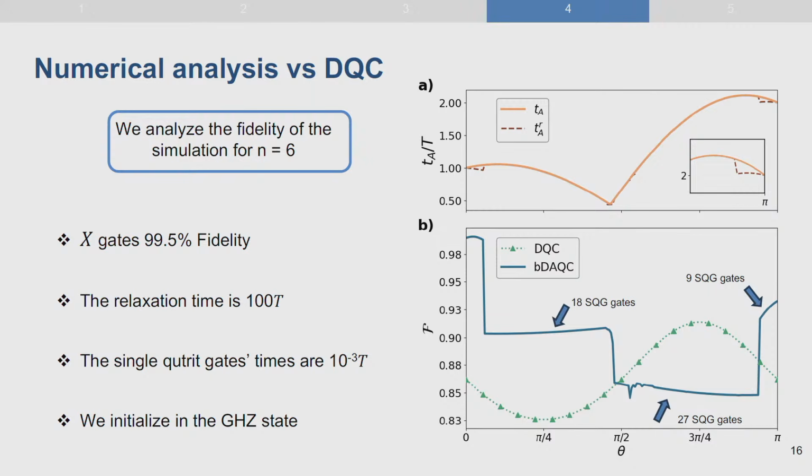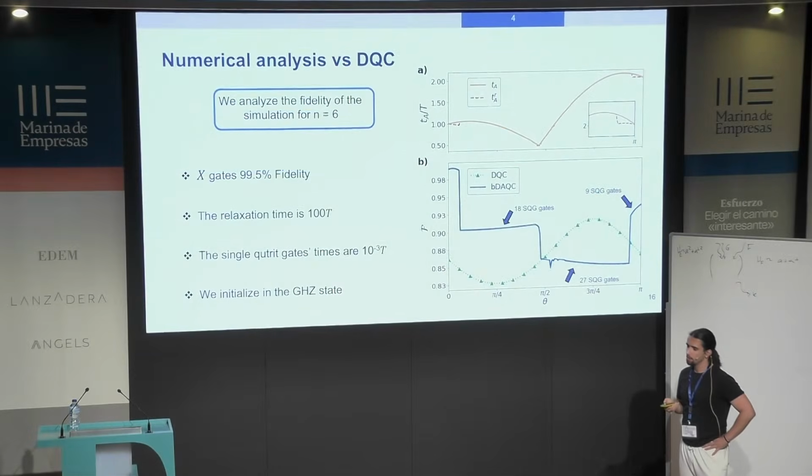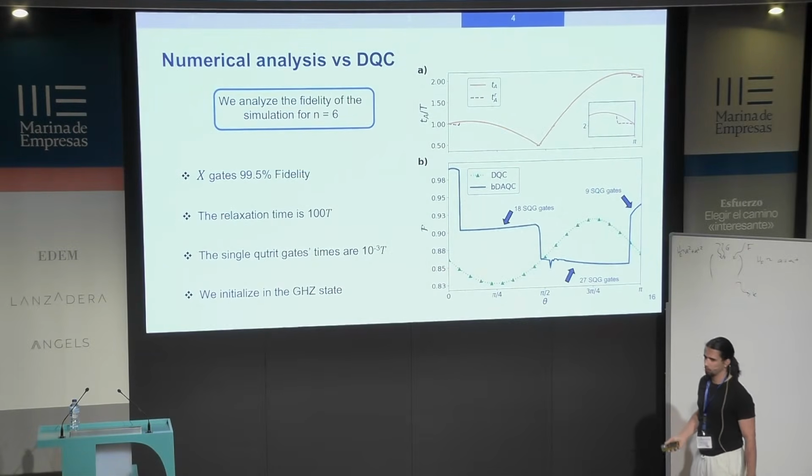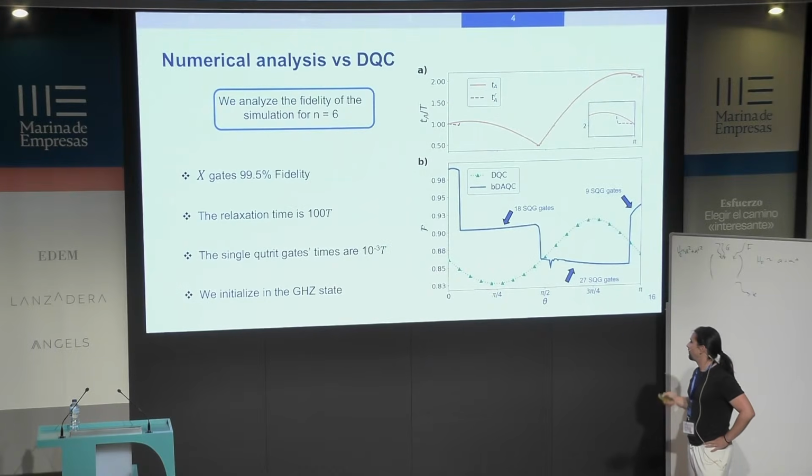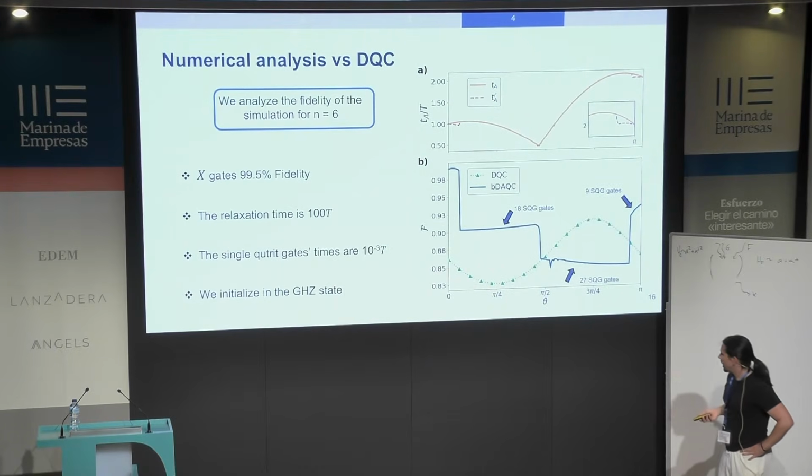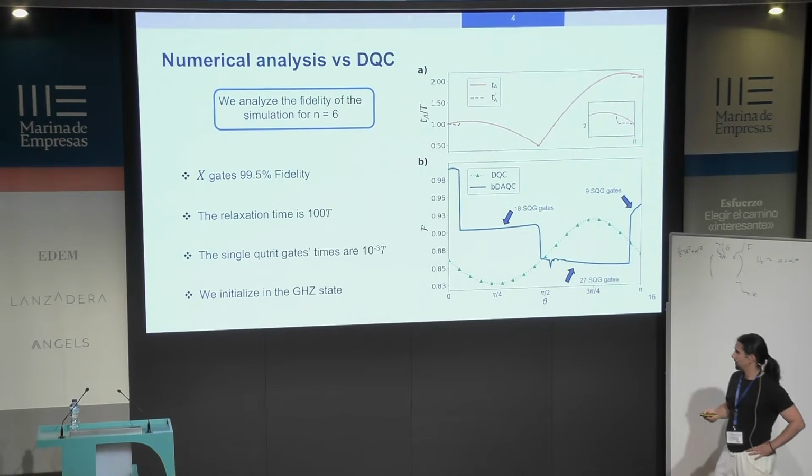In this case, for 6 qubits. And I compare it with the digital case by taking, for the digital, a superconducting circuit, and for the digital analog, an ion trap, because they fit better for each other. Now, the numbers that I've used are 99.5 fidelity for my local operators. My relaxation time for my Hamiltonian is big enough. It's very usual for ion traps. And the single qubit gates are somewhat fast. And my initial state will be the GHZ state.